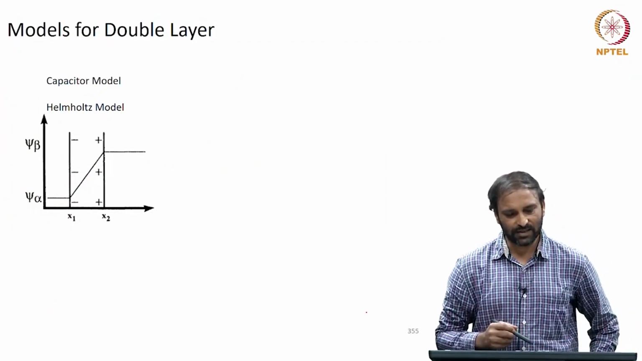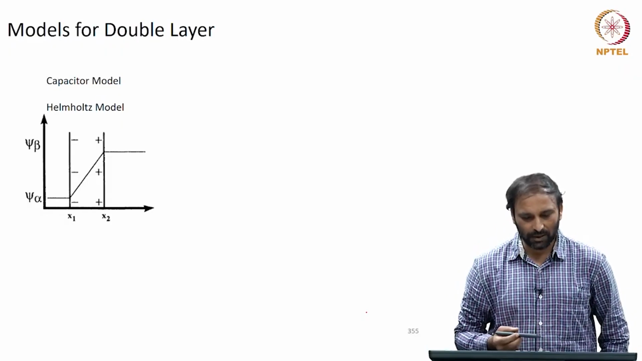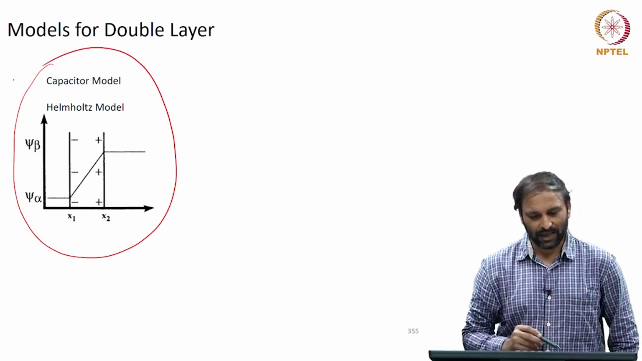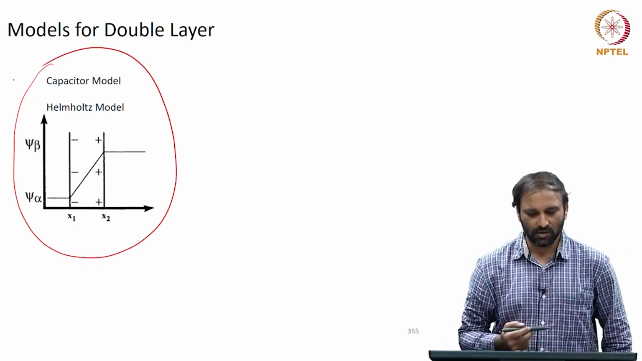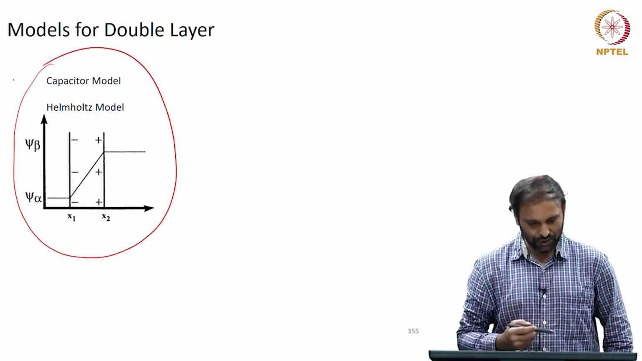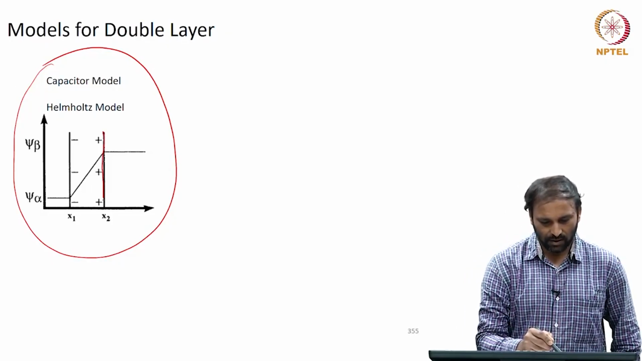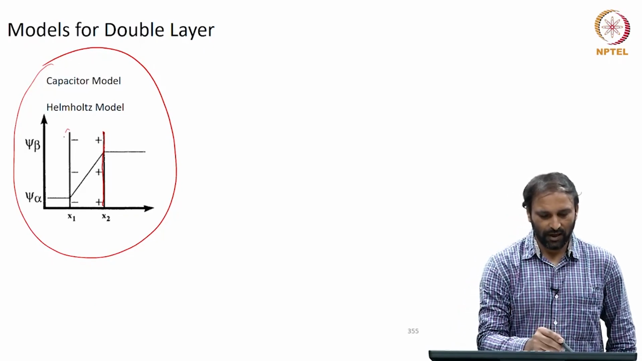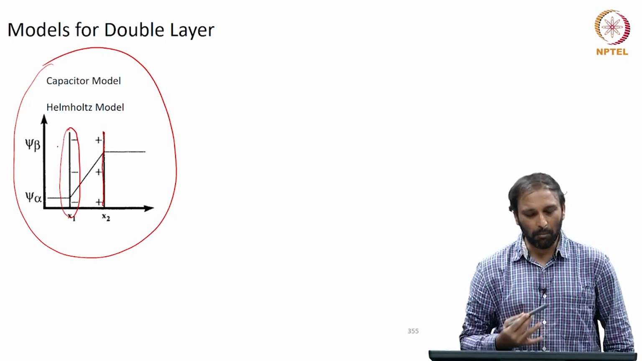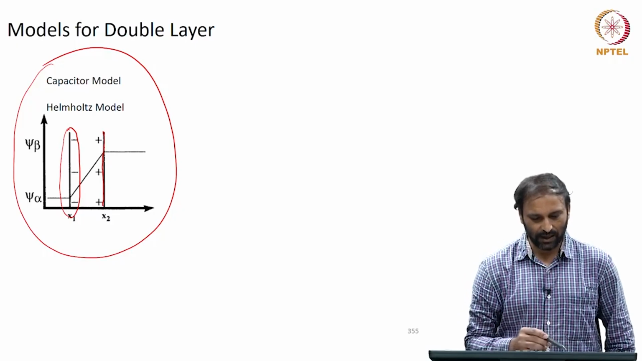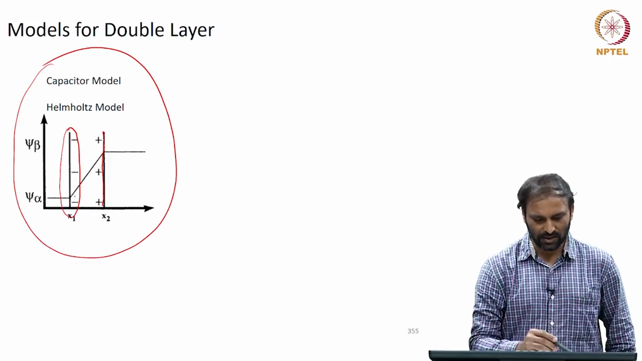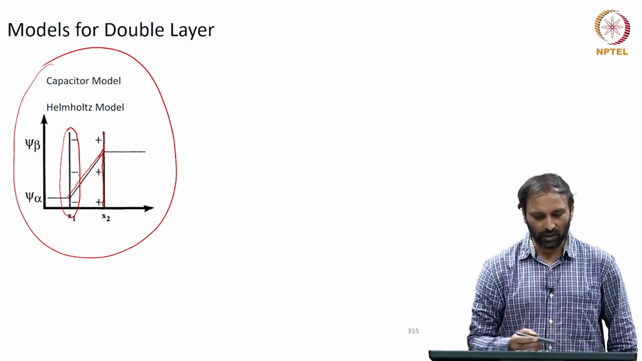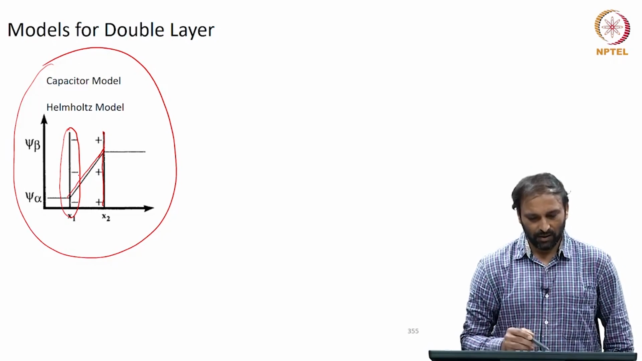So what we have discussed in the model for double layers is that one of the simplest models was the capacitor model, or the Helmholtz double layer model, in which it was assumed that if you have any charged surface, in the immediate vicinity of the charged surface you have a layer of counter ions which are tightly bound to the charged surface, and the way the potential varies with distance very much resembles this line, that is, there is a linear variation of the potential with distance in the double layer.